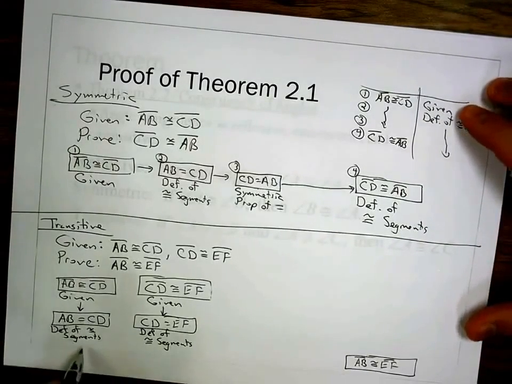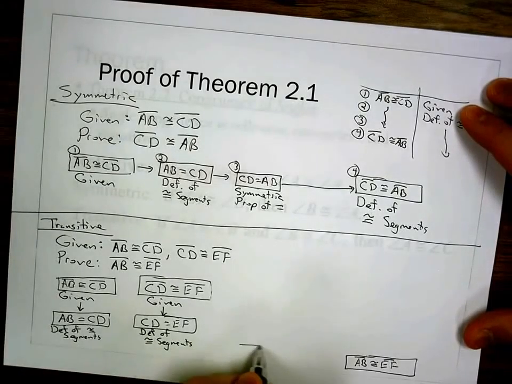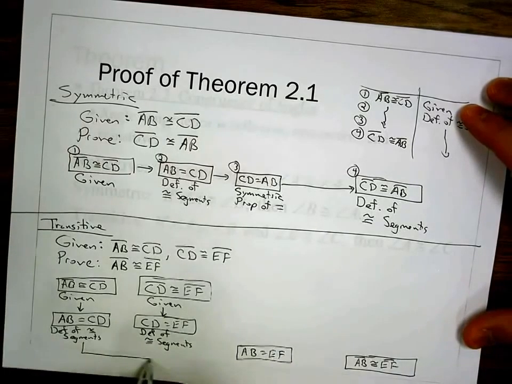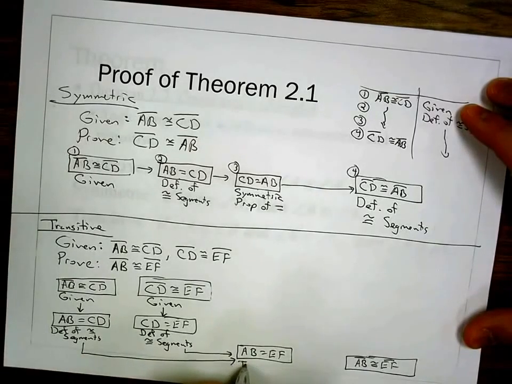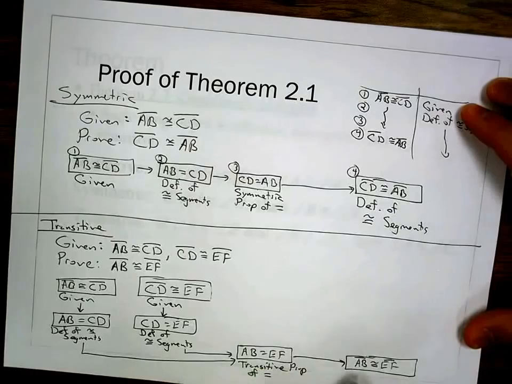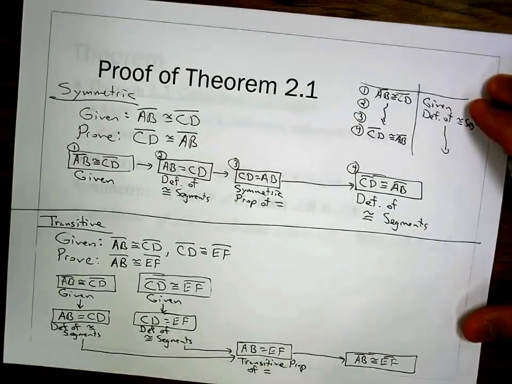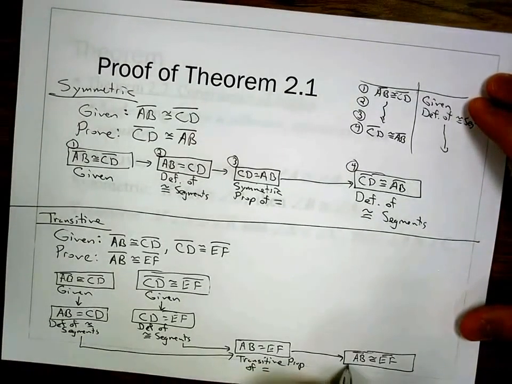But here I am, okay? They're both equal to CD. So that means that AB equals EF, because they're both equal to CD. So I got that from both of these statements. The way we did that was transitive property of equality, which is very close. Right to the end, we have to jump from equal back to congruence, and that is our definition of congruent segments.